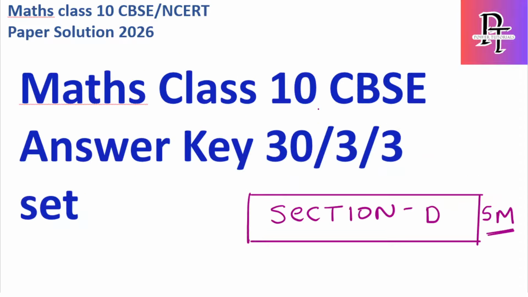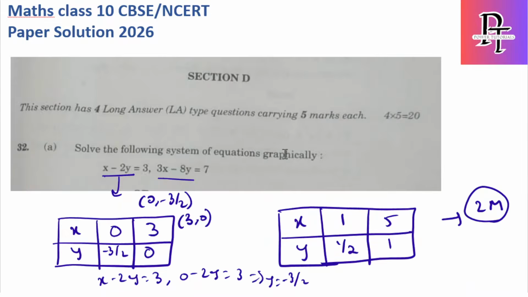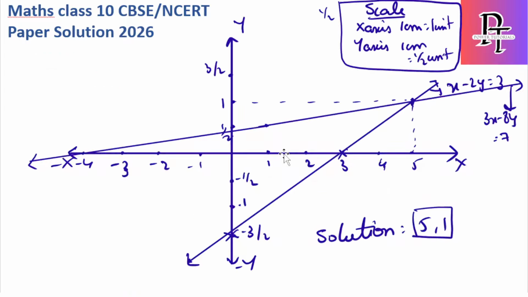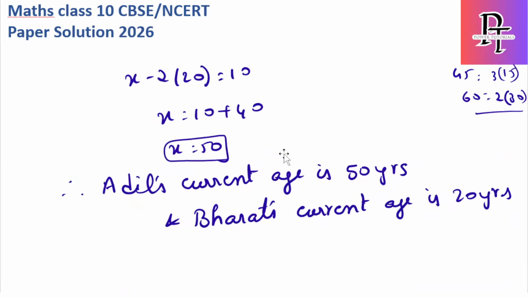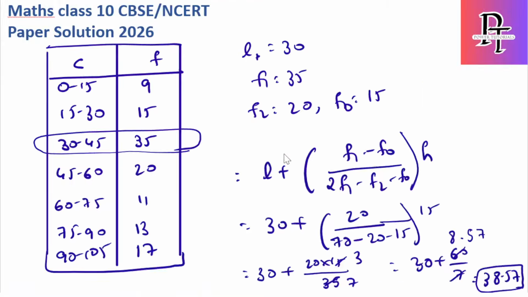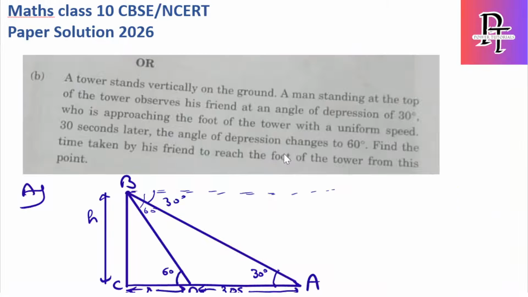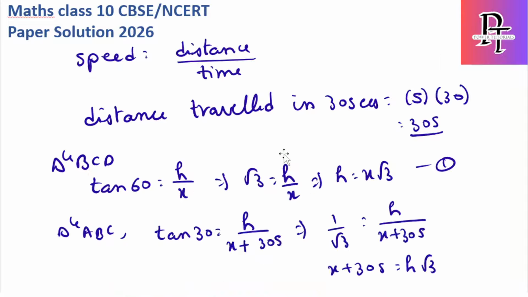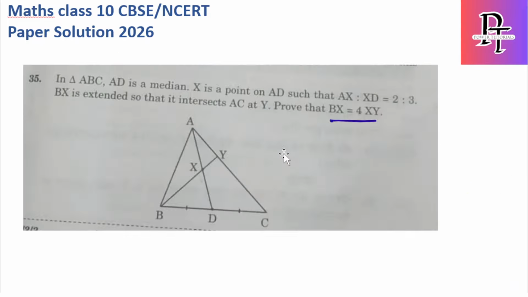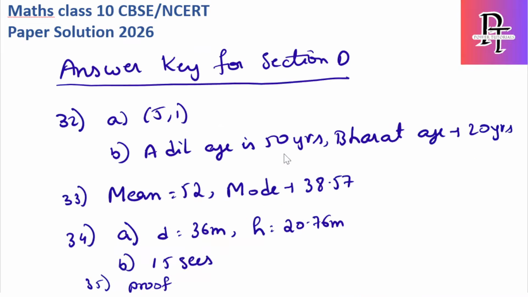Okay, and then we moved to section D, where we have 5 marks questions, 4 or 5 of them. All those 5 I have explained. The statistics question I can say is a little lengthy, but the rest are okay and we can easily solve them. And this heights and distance question is also an easy question, not tricky compared to the previous year. And this is the answer key for section D.